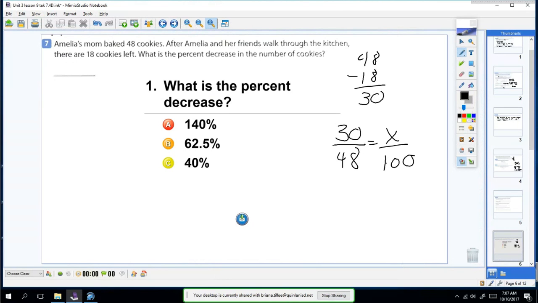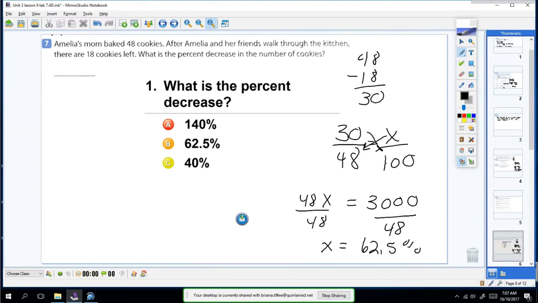So again, we're going to do the same thing. x times 48 is 48x. 30 times 100 is 3,000. And then you're going to divide 48 into 3,000. And when you divide 48 into 3,000, you'll get 62.5%, which is B.